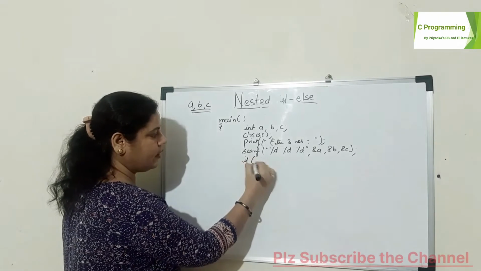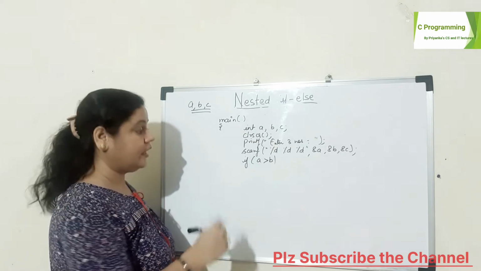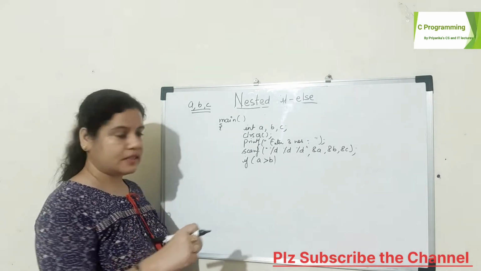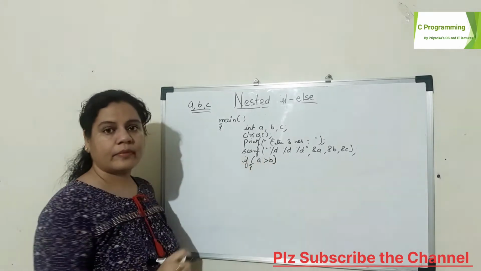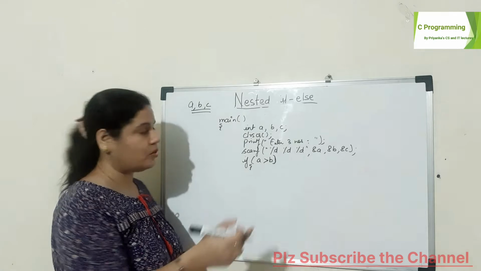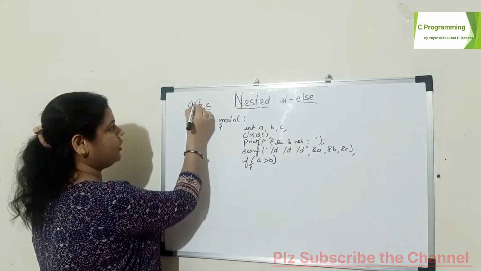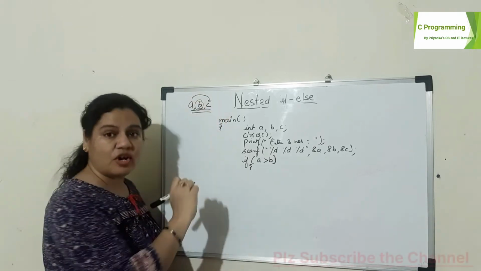If A is greater than B, it can be true or false. If it is true, then I need to check A with C also. A is greater than B. If it is true, it means A is greater than B, but I need to check it with C also.